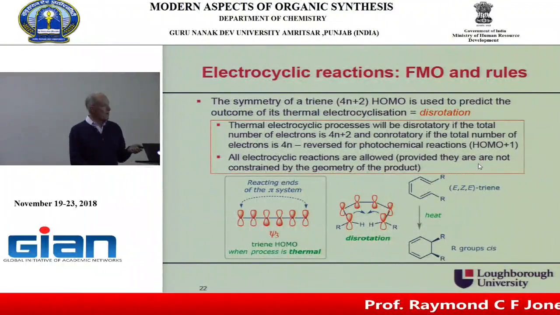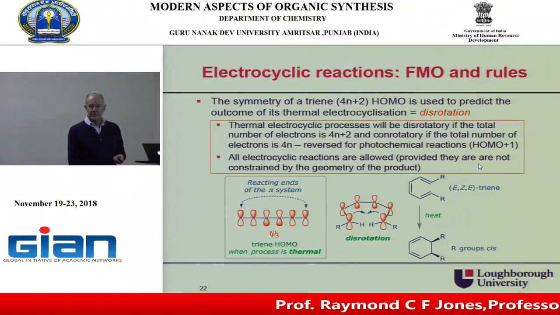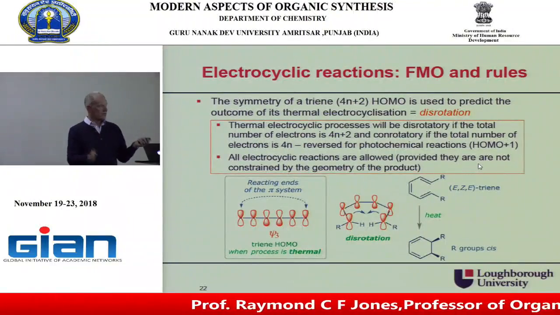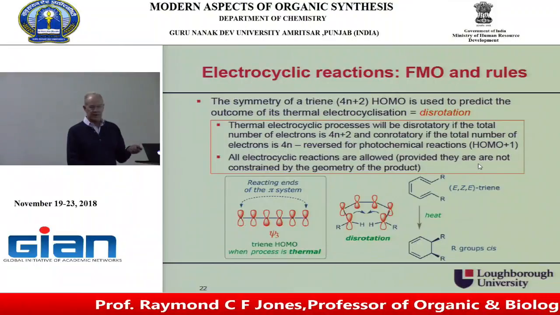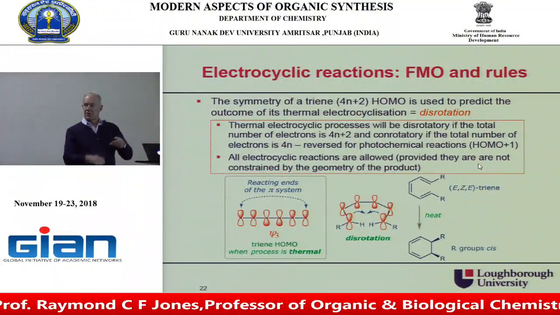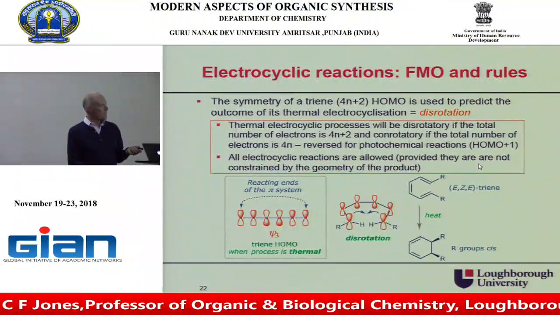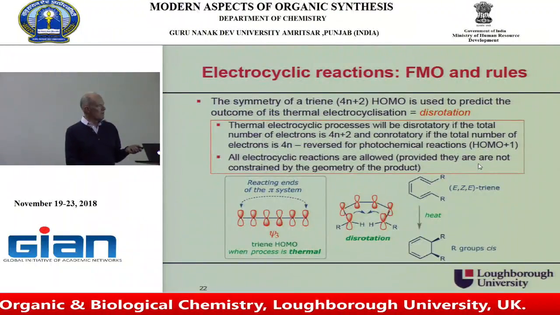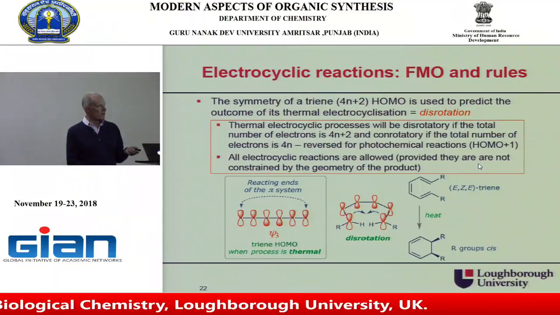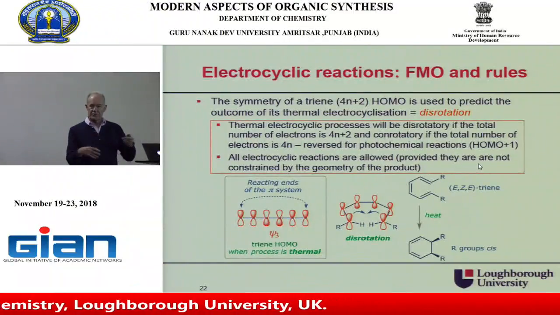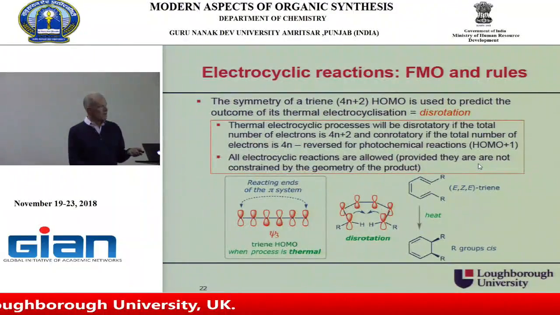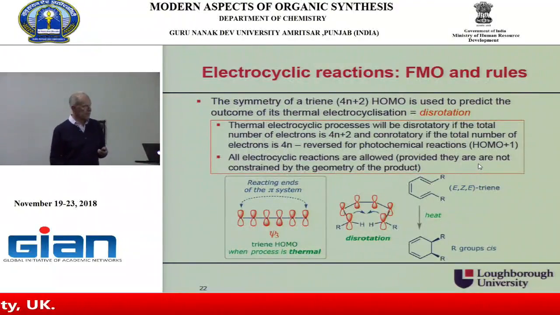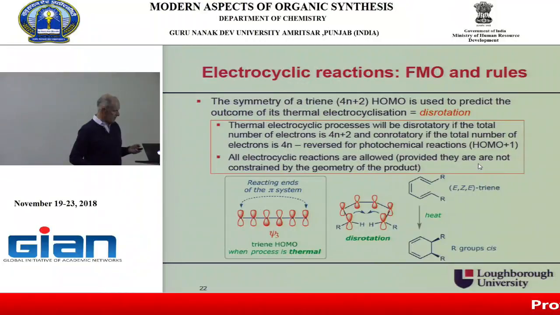Now, rather than remember that, I always just write it down, because it's visual then to see what, as long as you've got the orbital phases right, just look at what's got to happen. All electrocyclic reactions are allowed, provided they're not constrained by the geometry of the product, in other words, the substituents banging into each other. The difference is whether you get conrotation or disrotation, which would produce different stereochemistry.